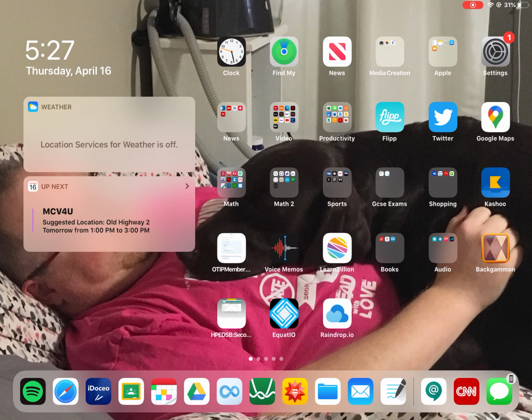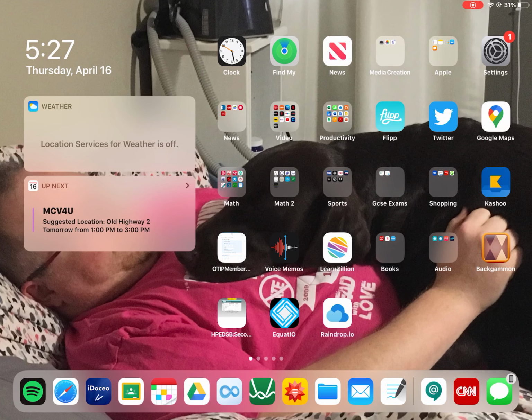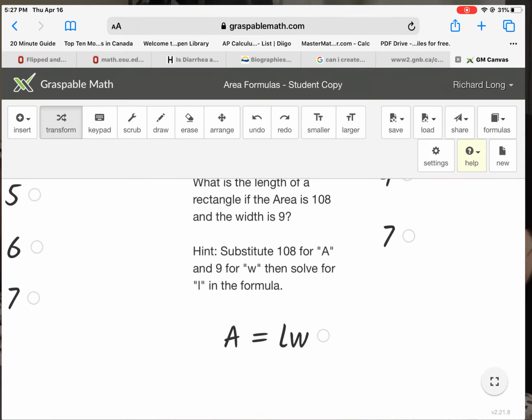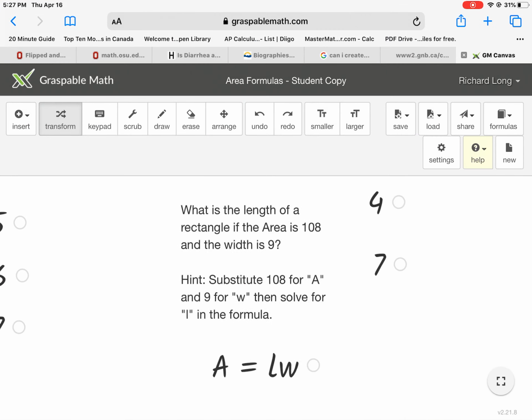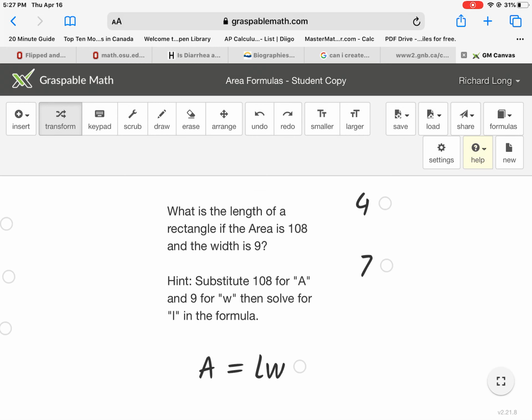This is a quick little screencast to show you how to do those last two questions, the challenge questions. I would encourage you to look at those and give it a try, just to make sure that you can do exactly what I'm doing here. So the first question was, what's the length of a rectangle if the area is 108 and the width is 9? So go with what you know.